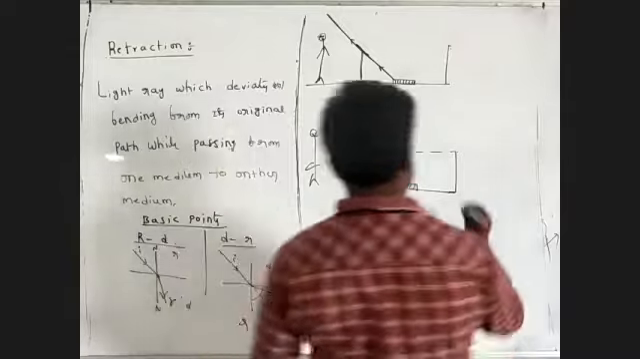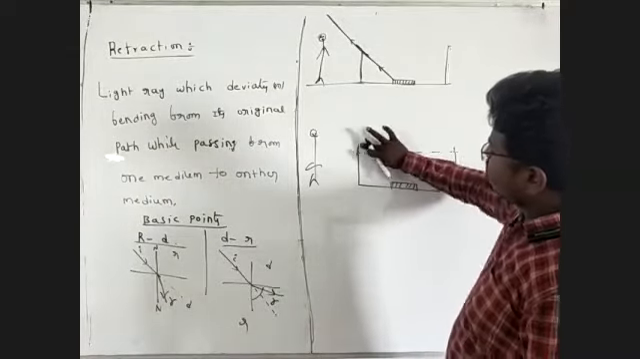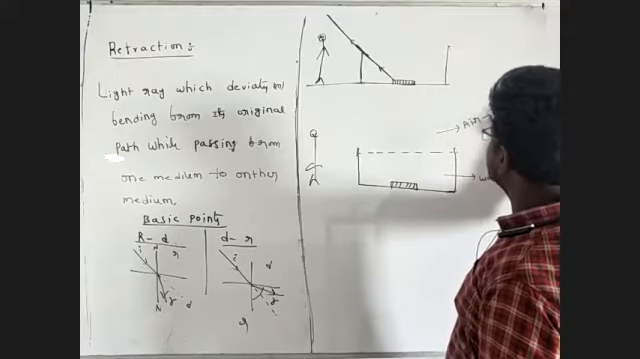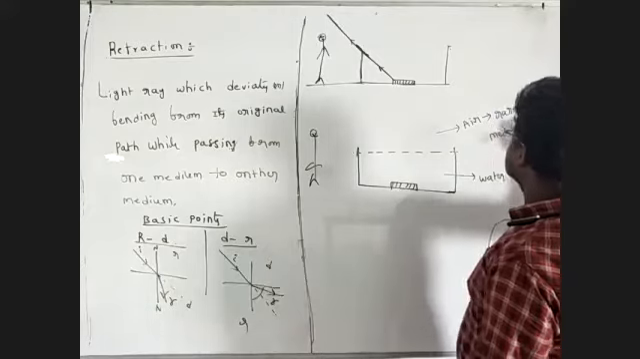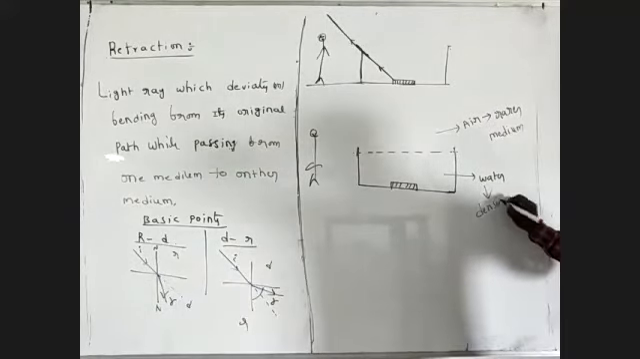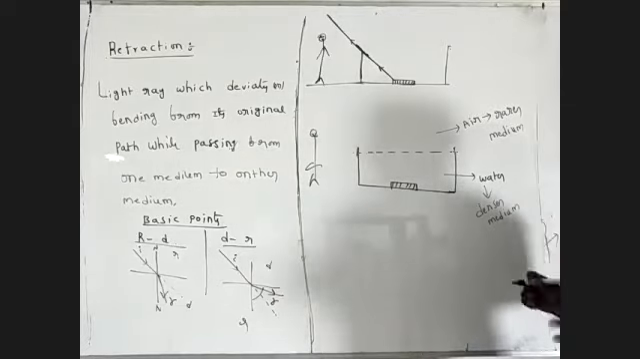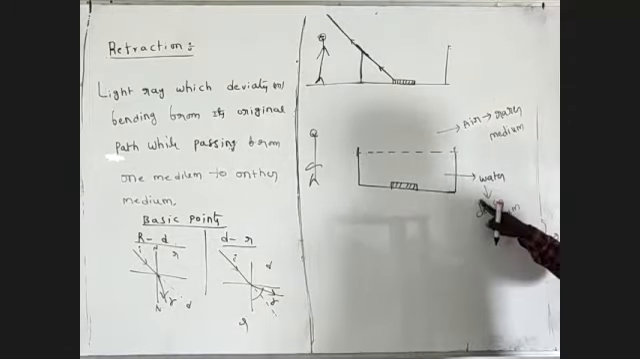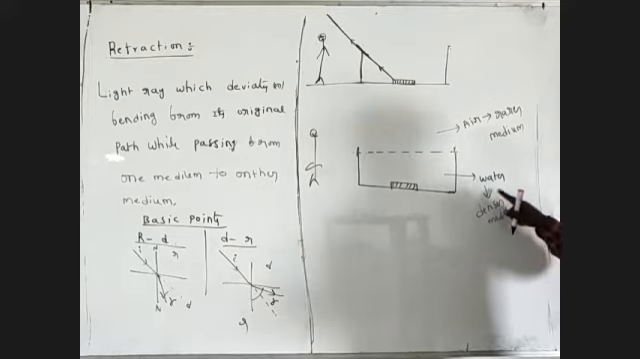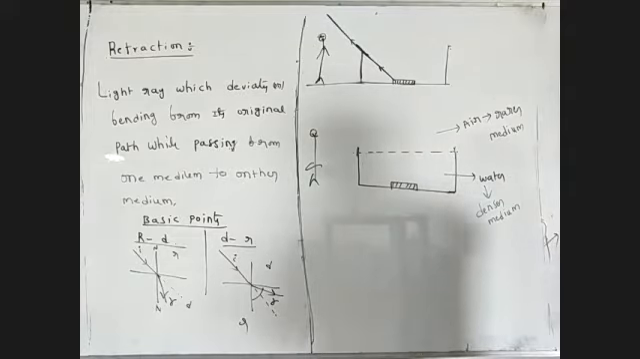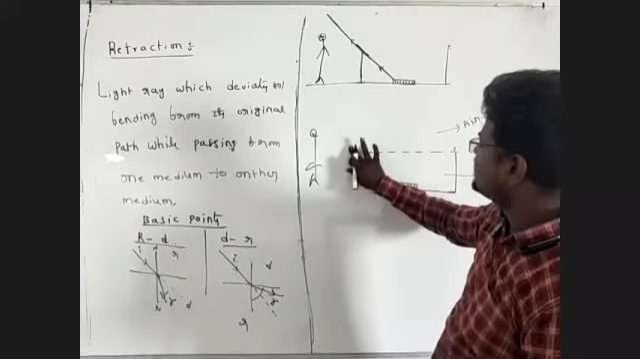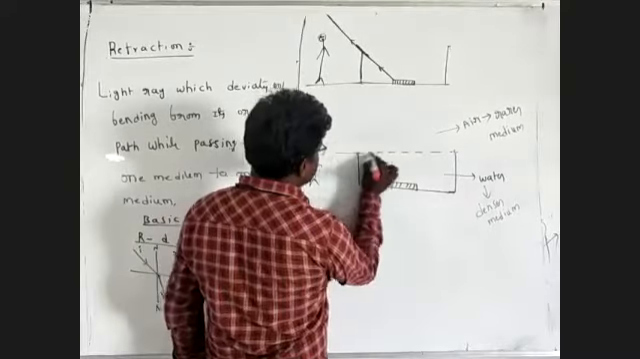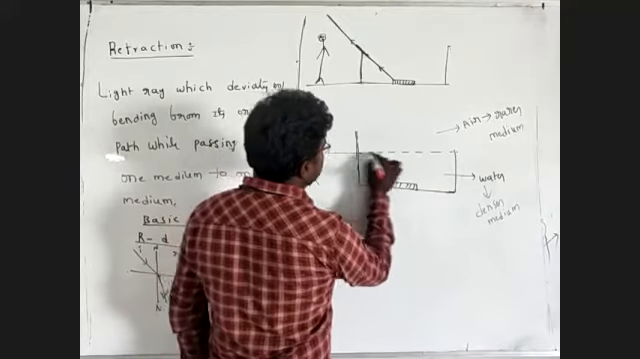Now we will see. This is water, and outside is air. Air is taken as the rarer medium and water is taken as the denser medium. Why do we take water as the denser medium? Speed of light is more in air, so air is the rarer medium. Speed of light in water is less compared to air, so water is taken as the denser medium. Now you will see light travels from air to water. I'm taking a normal ray, and this is the interface line.